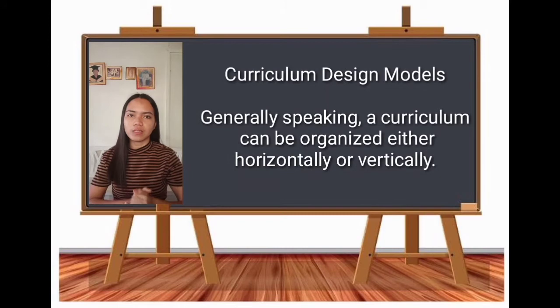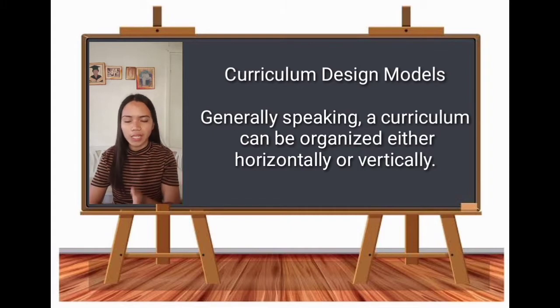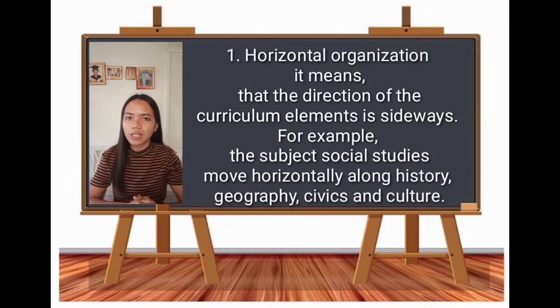Curriculum design models. Generally speaking, a curriculum can be organized either horizontally or vertically. First is the horizontal organization. It means that the direction of the curriculum elements is sideways. For example, the subject social studies moves horizontally along with history, geography, civics, and culture. So that is horizontal organization.